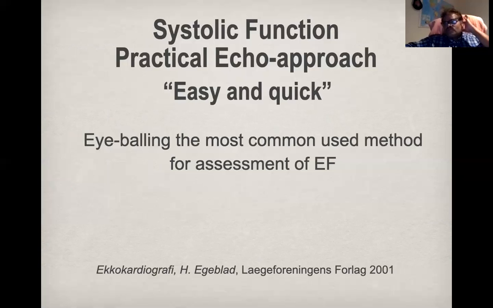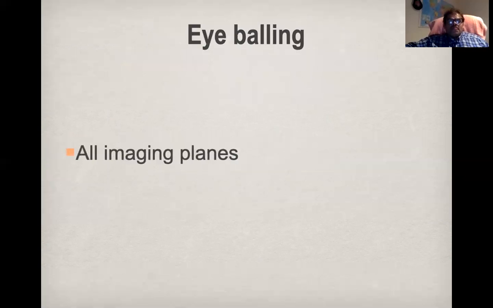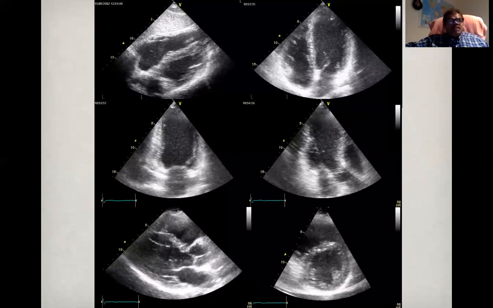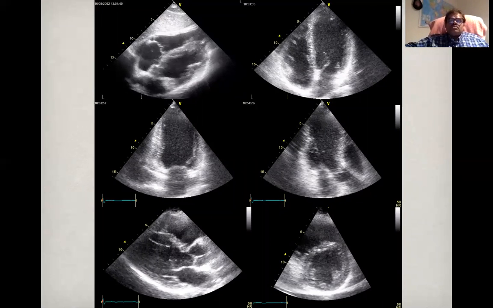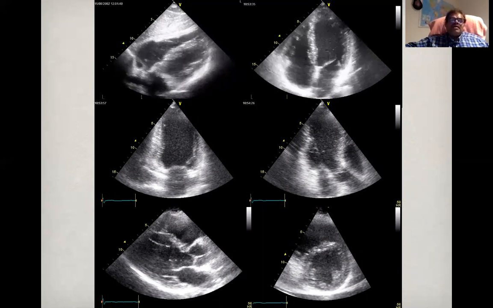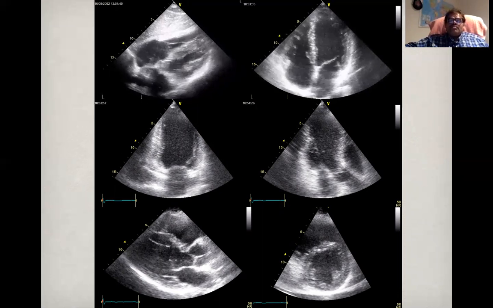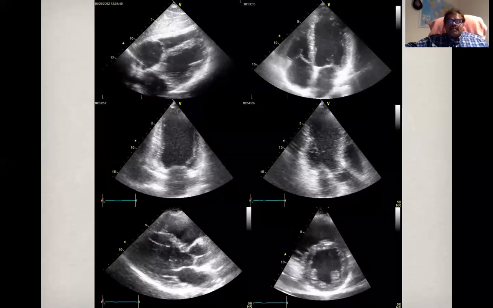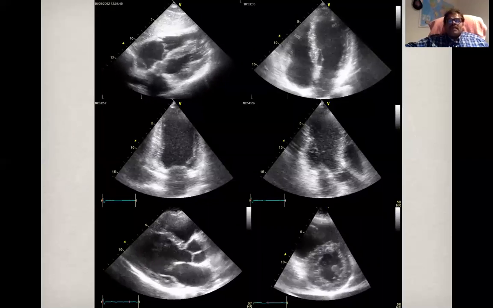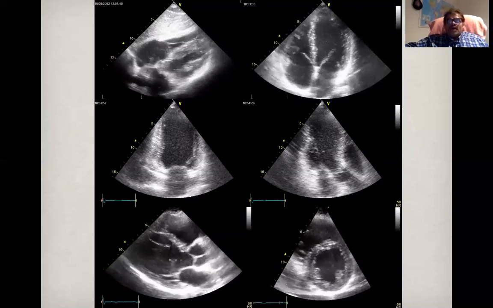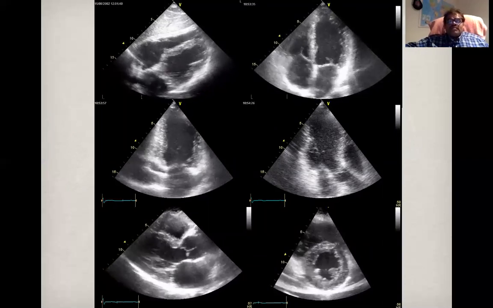Eyeballing is the most commonly used method. As I already told you, cardiologists use it in various situations, and measurement is done for documented visual purposes and future references and future comparisons. Usually in eyeballing, we advise to take all possible views. You can see the parasternal four chamber view, parasternal short axis view and parasternal long axis view, and the first view is the apical four chamber view. Supplementary views are the two chamber view and long axis view.